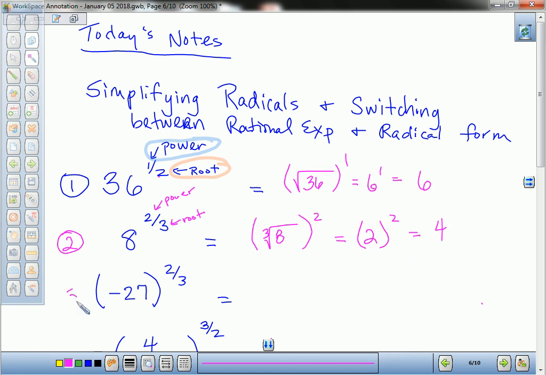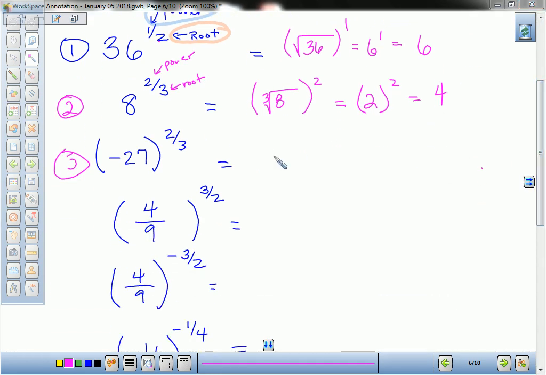All right, our third example. -27 raised to the 2/3 power. So we have another rational exponent. The numerator is your power, the denominator is your root. So we'll take that root first. The cubed root of -27 squared. So the cubed root of -27, what number times itself 3 times is -27? Ignore that bell. That is -3. And -3 squared is +9.